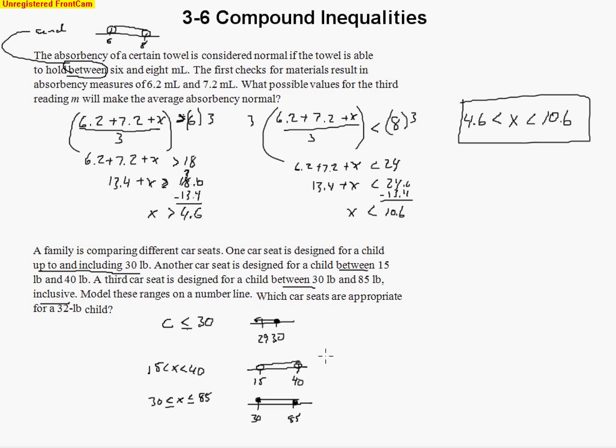So which would be appropriate? Well, for a 30-pound child, I wouldn't go with the first, because he'll end up just meeting that, and then you'll end up not being able to use it once the child gains some weight. So I would go with either the second or third would end up being the better bet.